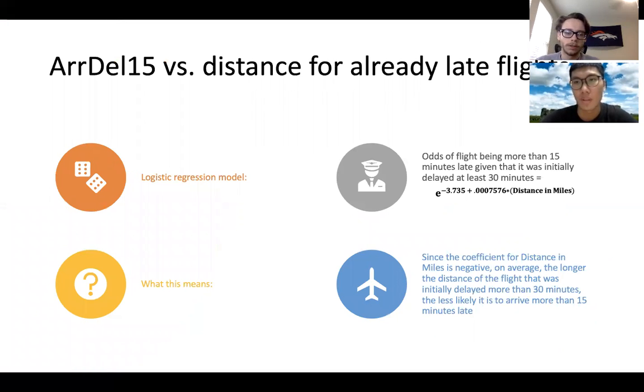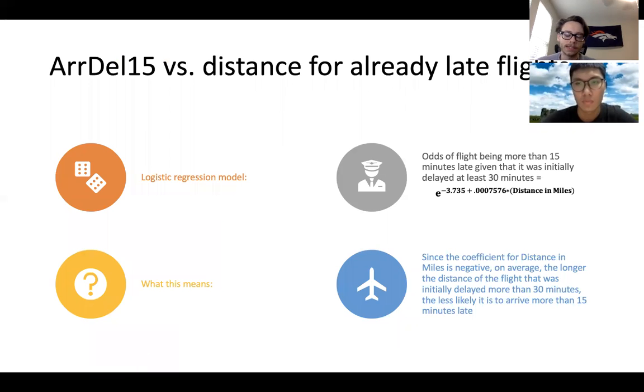Next we wanted to look at the case of a flight already being delayed 30 minutes: what was the relationship between the total distance of the flight and that flight ending up being greater or less than 15 minutes past its original arrival time? So we built a logistic regression model that gives us the odds depending on the distance in miles. That equation is e to the negative 3.735 plus 0.0007576 times distance in miles.